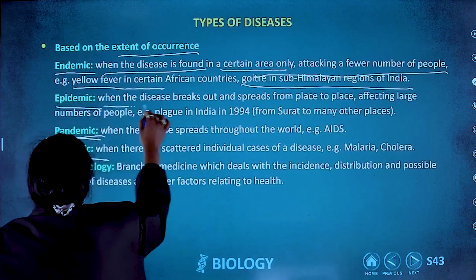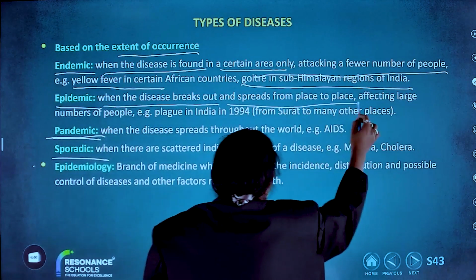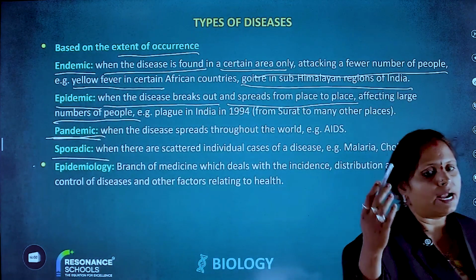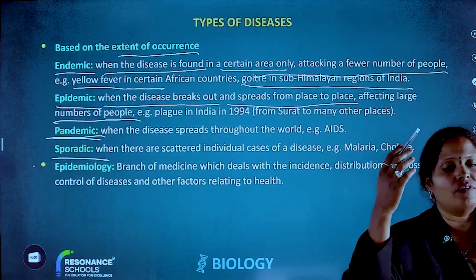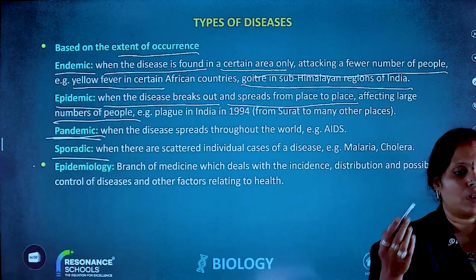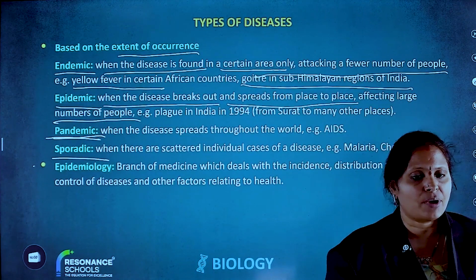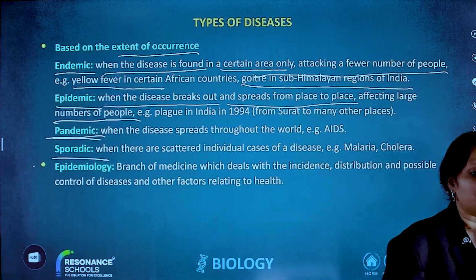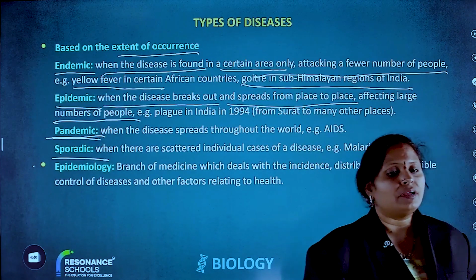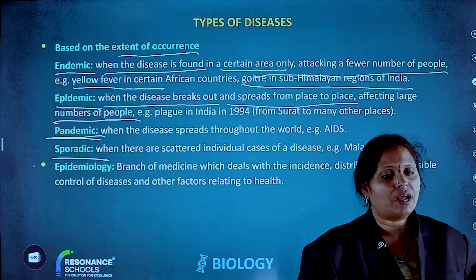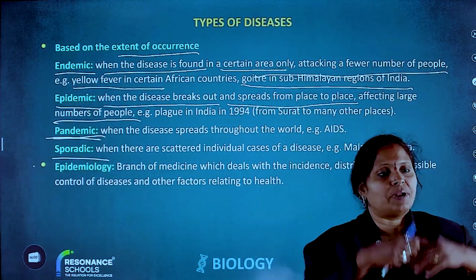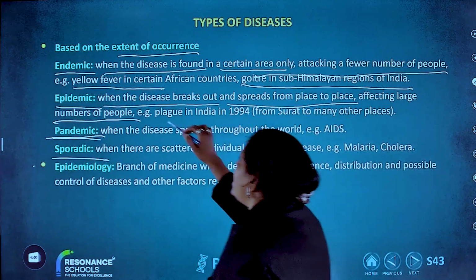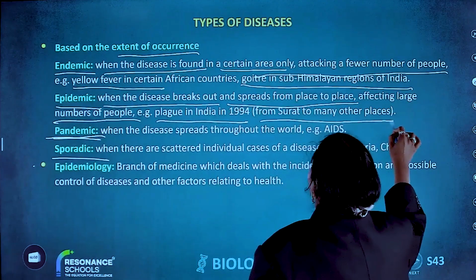When the disease breaks out and spreads from place to place, affecting a large number of people. That means first of all, in December, COVID-19 was endemic in China. Later on in 2020, what happened? This COVID-19 has been spread from one person to another with a huge number of people affected. The disease breaks out, it comes out for many people. That is called epidemic. Example, plague in India from Surat to many other places.